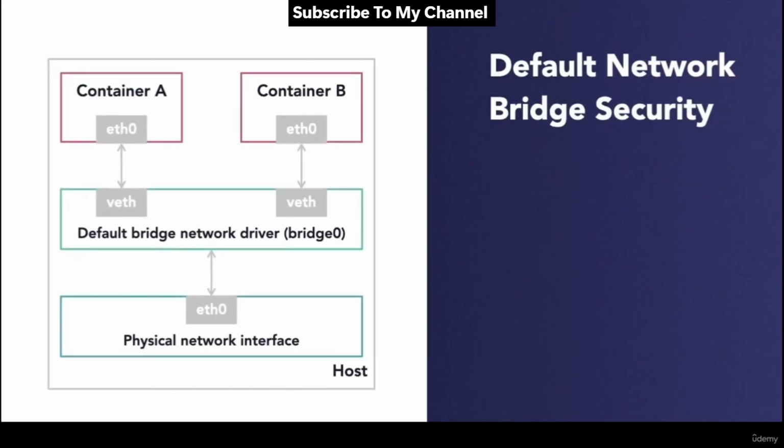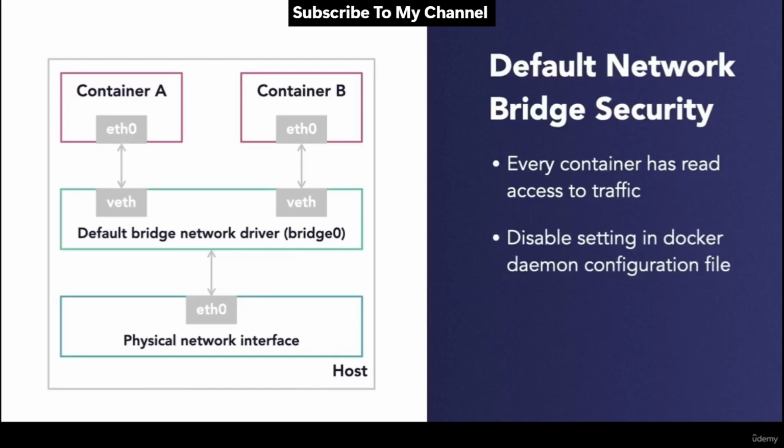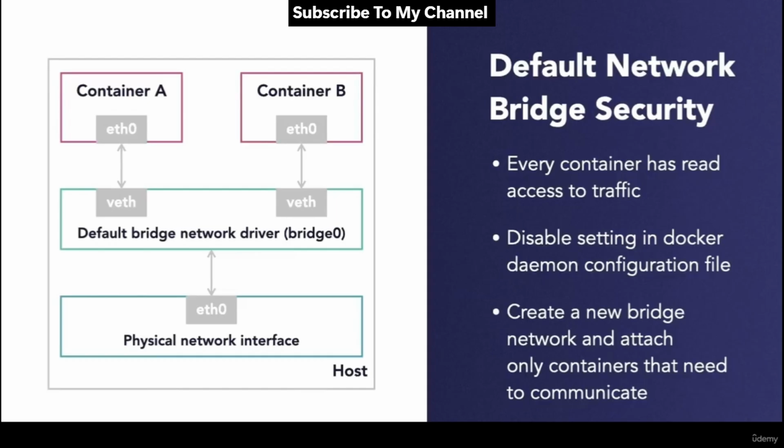Let's visit the default network bridge one more time. When using the default bridge known as Docker 0, by default, all traffic is permitted among containers on the same host. This means every container has read access to the traffic on the container network. This could lead to a breach of confidential information. To avoid this, you have two controls. First, disable the default setting in the Docker daemon configuration. And second, the preferred option is to create a new bridge network and only attach those containers that have a genuine need to talk to each other.